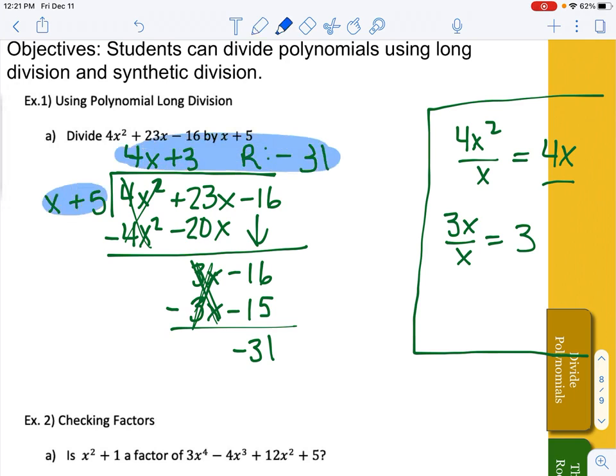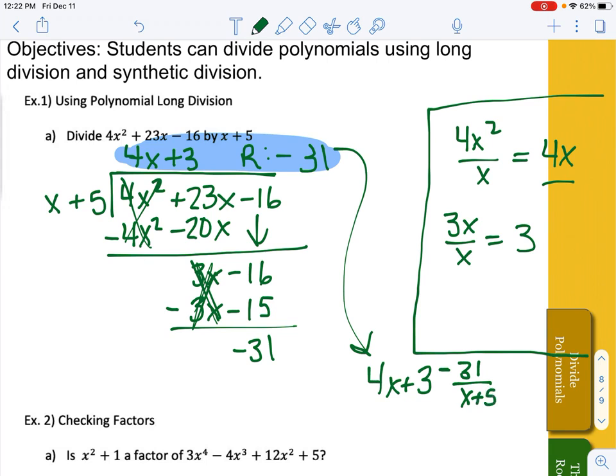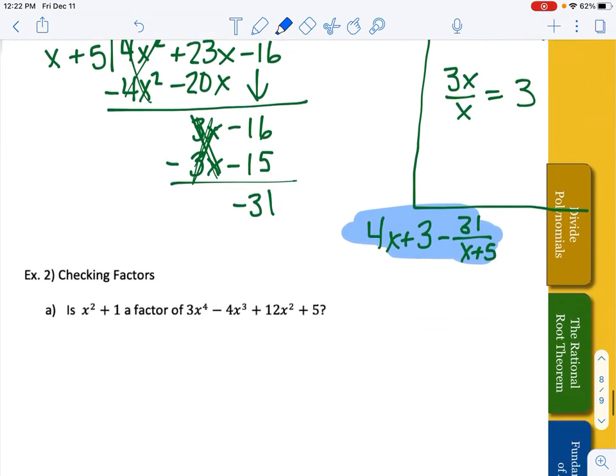So we have this guy here. Now you could also write the equivalent to this guy. Instead of writing negative 31 as the remainder, you would say 4x plus 3 minus 31 over x plus 5. Those are equivalent. So you take your remainder and put it over your divisor. Okay, so these two in blue are actually equivalent.